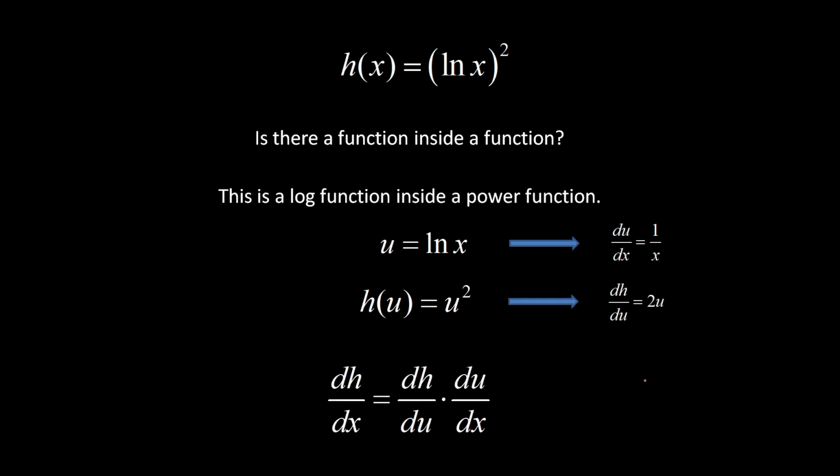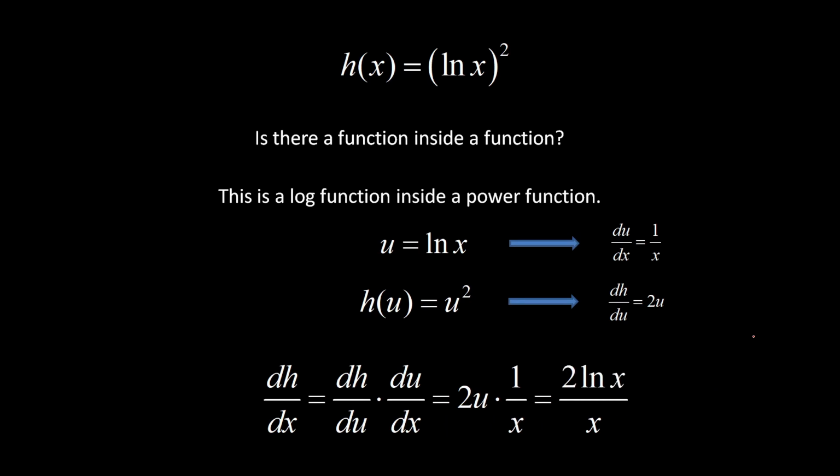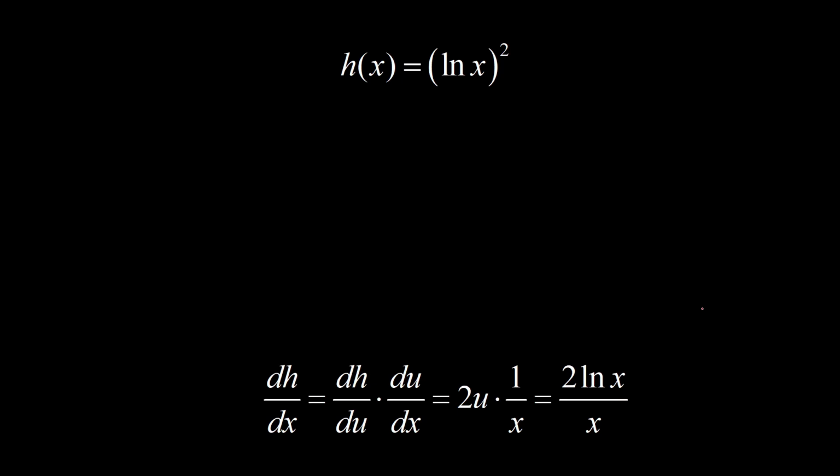We'll now take the chain rule and plug in these pieces. So dh du is 2u. du dx is 1 over x. And then to get our final answer, we replace u with our definition. And of course, we'll simplify and clean it up. There's nothing more to do here. That is our final answer.